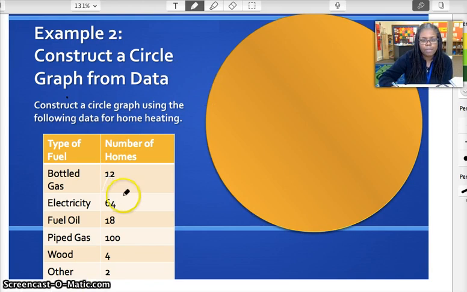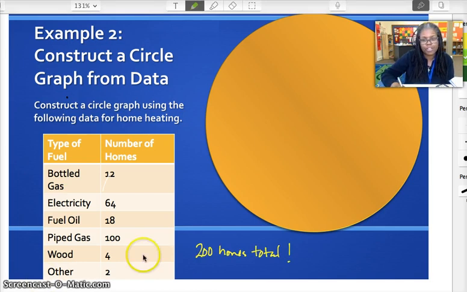The total number of homes that are being used for data would represent 100%. So the first thing that we need to do is to add up the number of homes that are being used to calculate this information. So go ahead, take a chance to add it up, and I'm going to give you the answer in just a second. So hopefully you figured out we have 200 homes total that we're looking at down here, okay? So 200 homes total, that should be pretty simple to figure out the percentage rate.